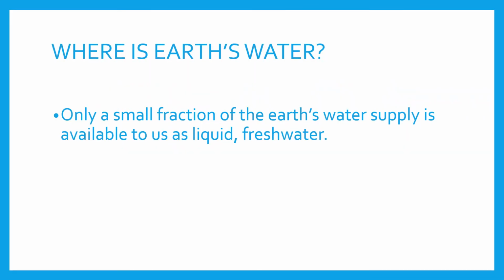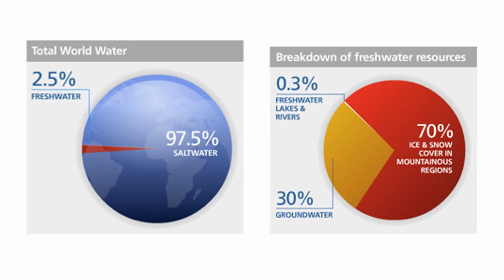Lastly here, where is Earth's water? So we always talk about, oh, there's so much water on the planet, right? But the fact is only a small fraction of it is actually liquid fresh water that's usable or available to us. I just found a couple pie charts I thought were pretty basic. If you look, most of the water on Earth is salt water, right? 97.5%. Only this little fraction, 2.5%, is fresh water.